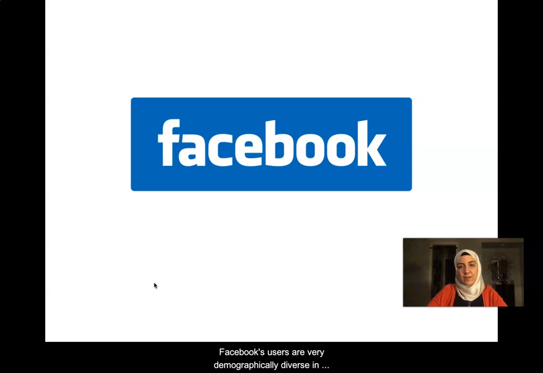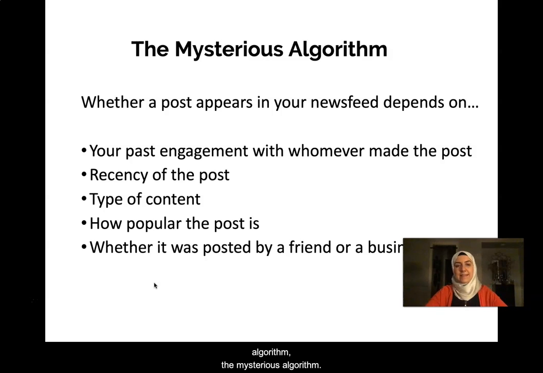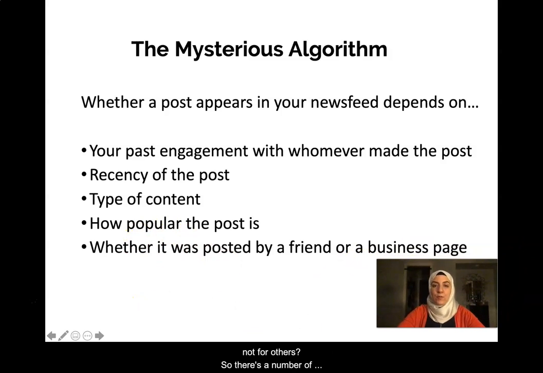Facebook's users are very demographically diverse in terms of age and geographic location and income. And the thing that we talk about a lot on Facebook is the algorithm, the mysterious algorithm. Why does one person's post appear in your news feed and another doesn't? Or more importantly for us, why do our businesses' posts appear for some people and not for others?